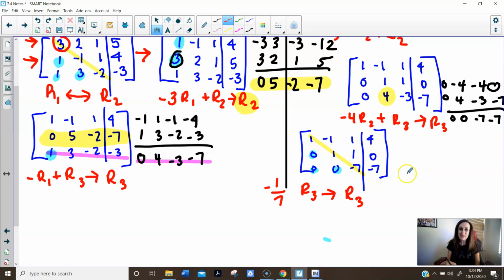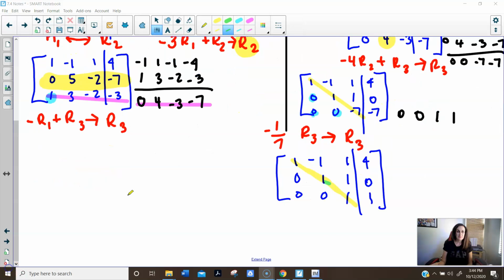So -1/7 times 0 is 0. And -1/7 times 0 is 0. And -1/7 times -7, two negatives make a positive, and we get 1. So we're going to take this third row and replace it with our new row. So now you can see that I've reached my goal. I have 1s going diagonal, and you can see I have zeros all below. And so this is called row echelon form.